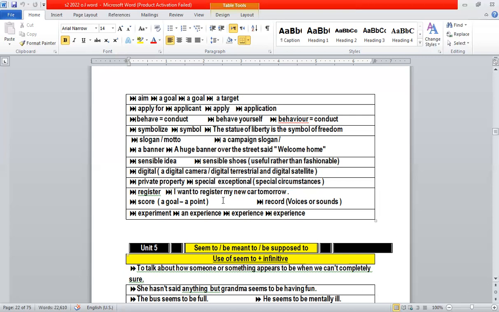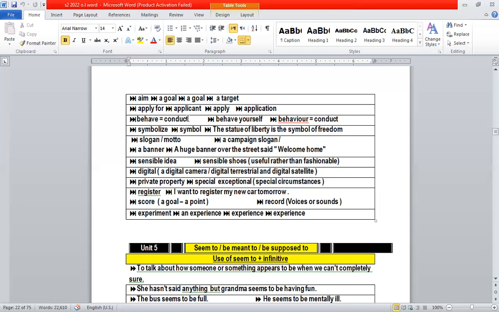Symbolize, to make a symbol. This is the verb. Symbol is the noun. The Statue of Liberty is the symbol of freedom. Okay, we can say the Statue of Liberty symbolizes freedom. So this is the meaning of symbolize when it's a verb.